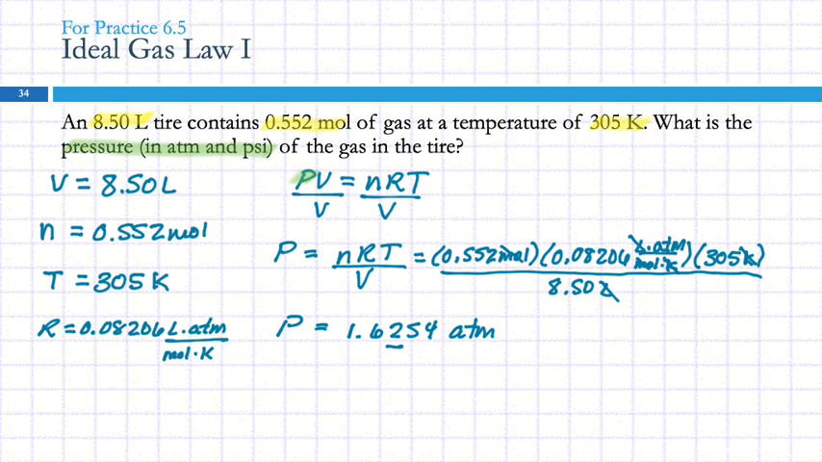Any questions so far? I think in some ways the ideal gas law problems are easier. Yes? Where did the R come from? The R is the ideal gas constant.